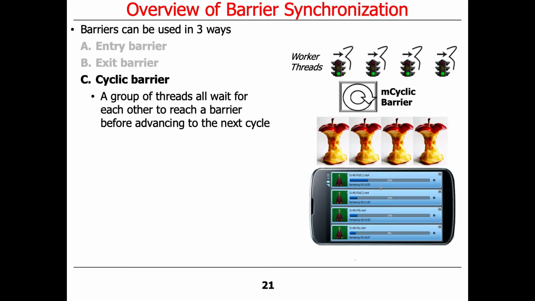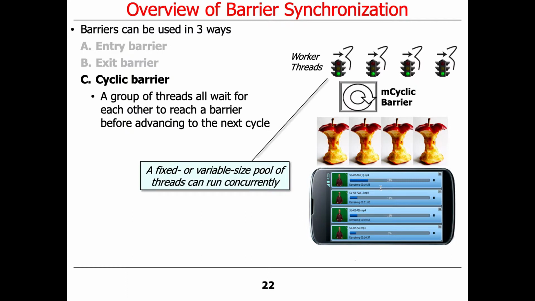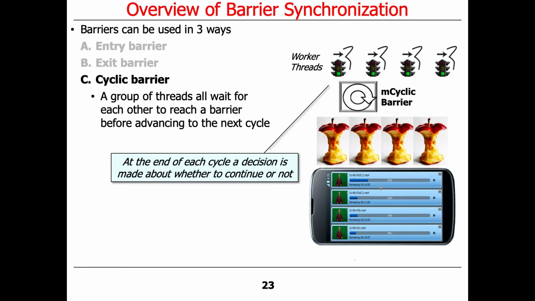The third and final type of barrier is called a cyclic barrier. For example, a group of threads may all wait for each other to reach a barrier before they can advance to the next cycle. This barrier, the cyclic barrier, could use either a fixed or variable number of threads that run concurrently. At the end of each cycle, a decision is made about whether to continue or not. If the threads decide to continue, then they all can go on to the next phase, the next cycle. Otherwise, they'll all go ahead and finish.